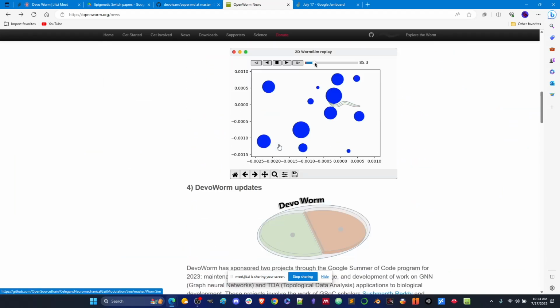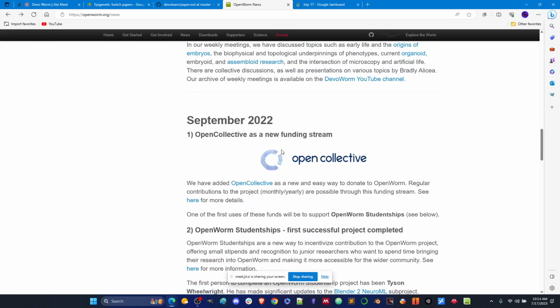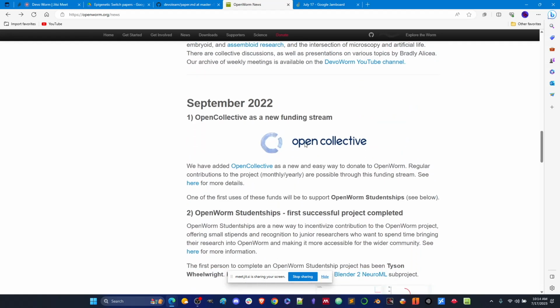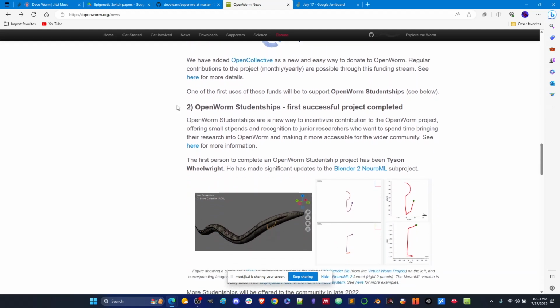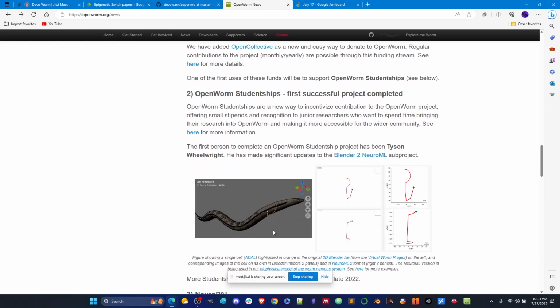This just talks about all of that in the newsletter. And then we're always constantly trying to fund our activities. And then the studentships were successful for this past year.